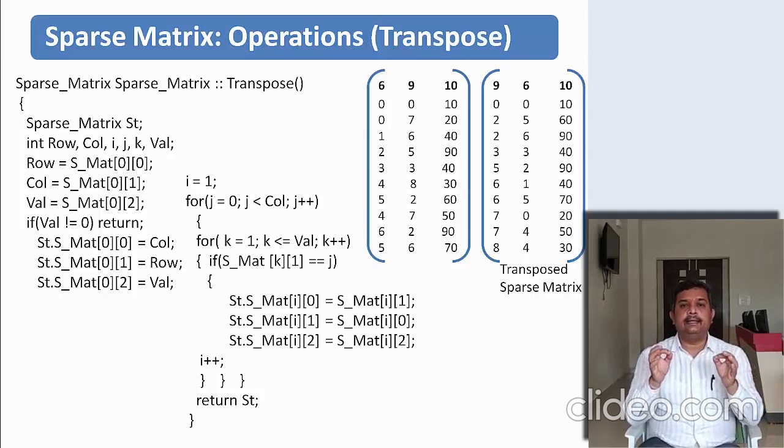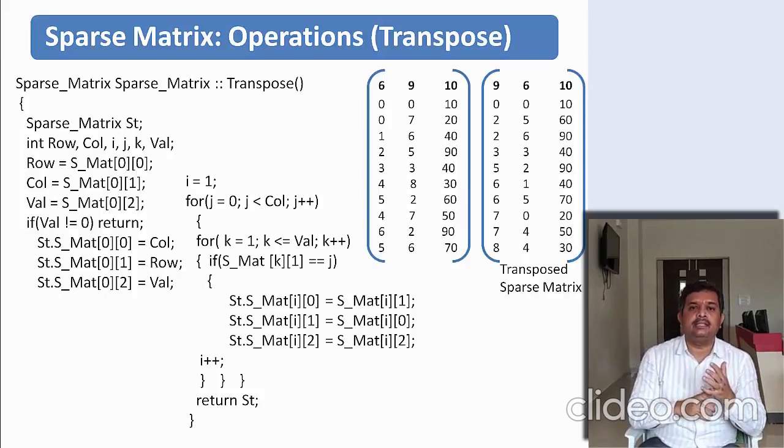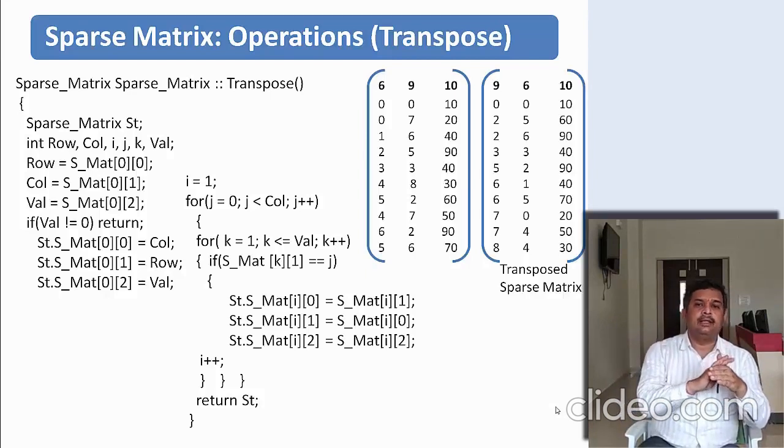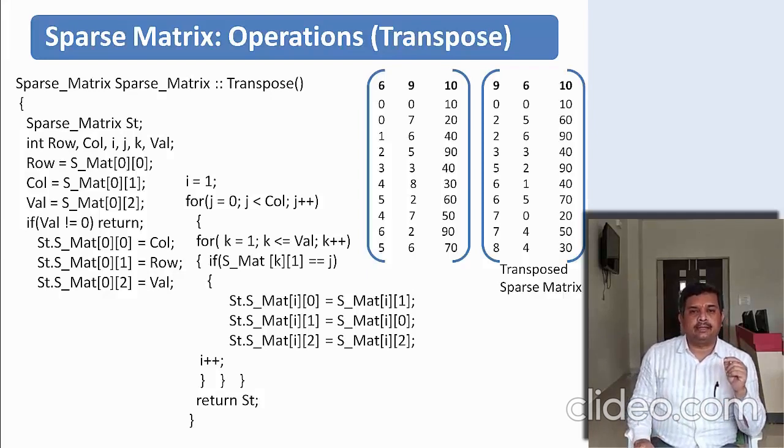If the value in K1 location equals J, initially let us say J equal to 0, it means the 1, 1 location of the original matrix, if it contains 0, then we want to shift the data. That is, the original matrix 0th location we want to save in the transpose matrix first location. The third column of the original matrix will be written in the third column of the transposed matrix. So this work we are going to do repeatedly as long as this if condition is satisfied. This if condition will help me to write all the data in a sorted order.